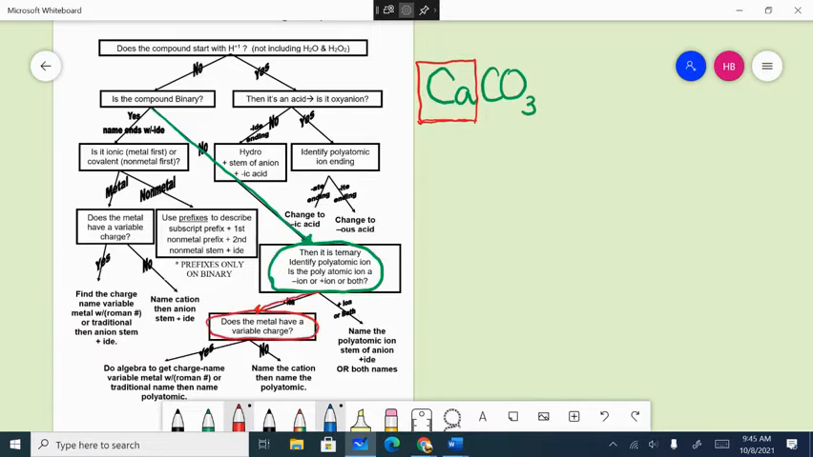Now it's going to ask, does the metal have a variable charge? Is calcium a variable charge metal? It is not. It is not in our variable charge metal box. So it'll tell you to name the cation, then name the polyatomic ion. So the cation here is calcium. And then we're going to name the polyatomic ion, which is carbonate. The name of this compound is calcium carbonate.